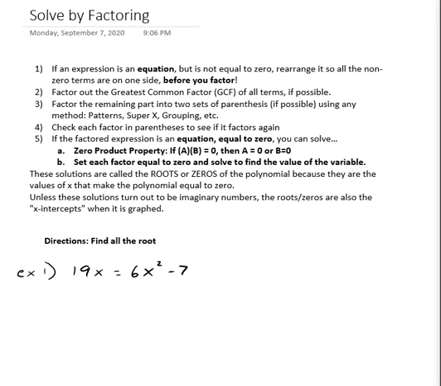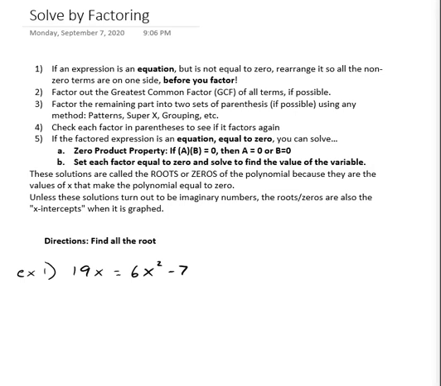Step 3: Factor the remaining parts into 2 sets of parentheses if possible, using any method we've learned: patterns, super X, grouping, all the methods we learned last unit. Step 4: Check each factor in parentheses to see if it factors again. If it can factor again, you redo step 3. Step 5: If the factored expression is an equation equal to 0, you can solve.